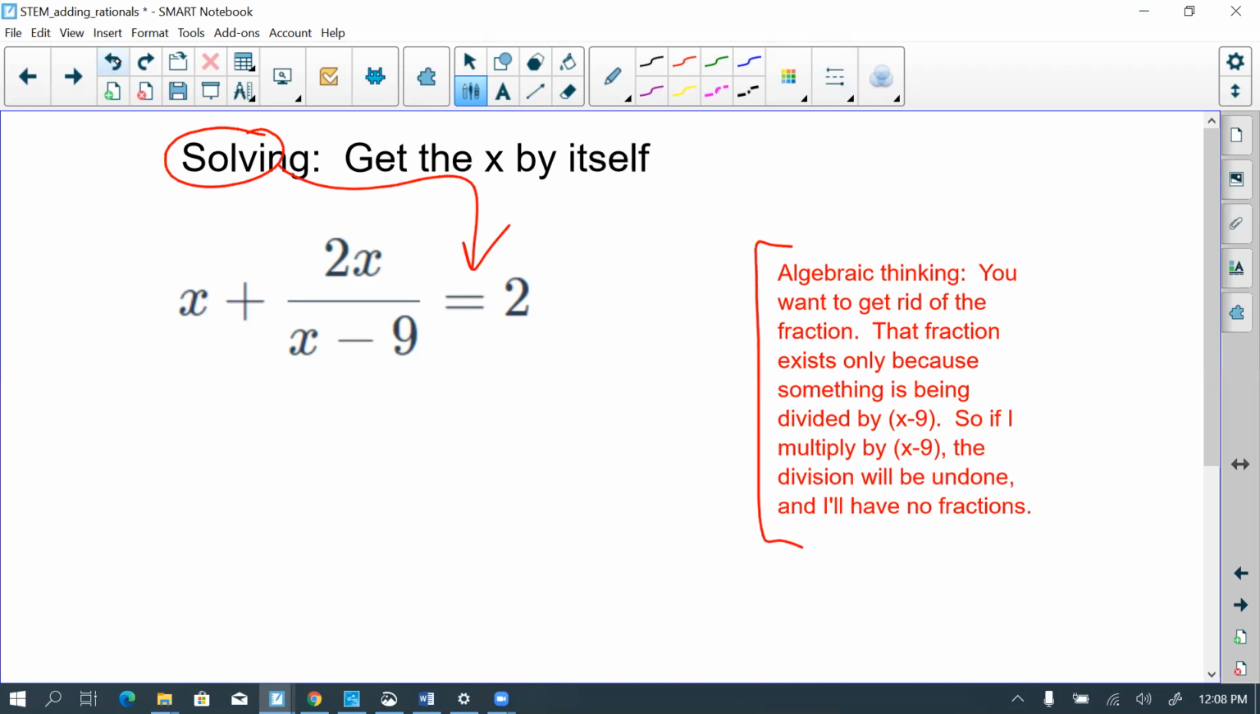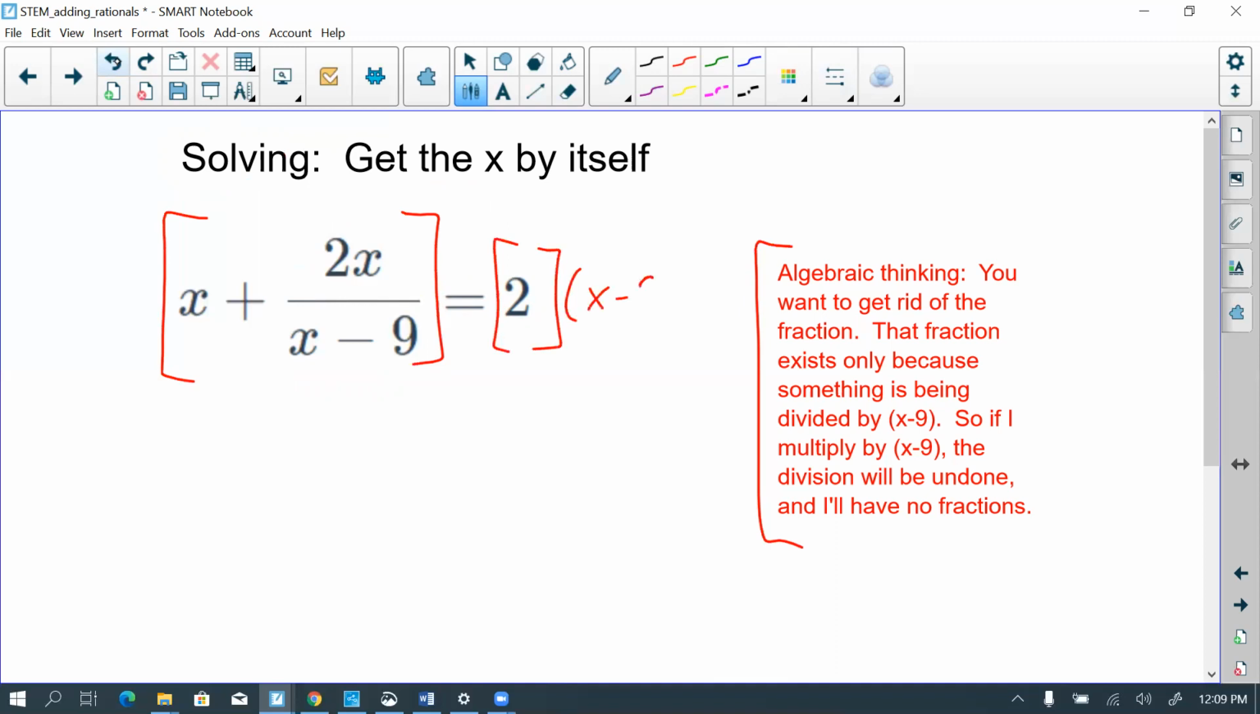The fraction complicates everything. And there's only one fraction here, it's this. And why is that even a fraction? The only thing that makes that a fraction is the fact that you're dividing by x minus 9. So it makes all the sense in the world to undo that. And the only way to undo division is multiplication. So the first thing I'm going to do is multiply both sides by the thing I'm dividing, by x minus 9. And again, that's not 1.